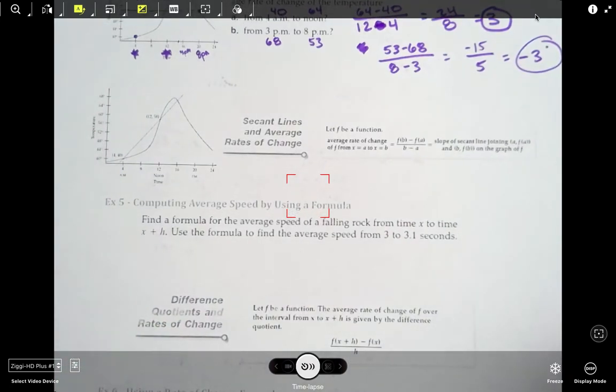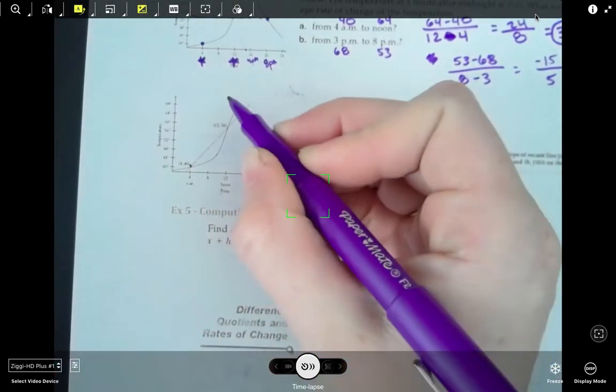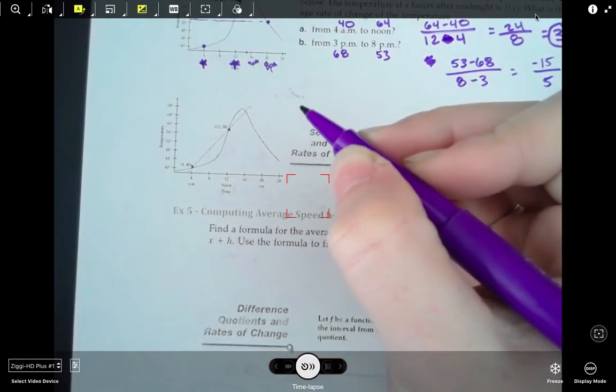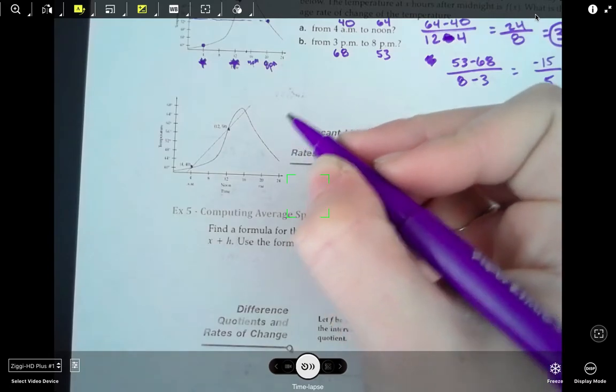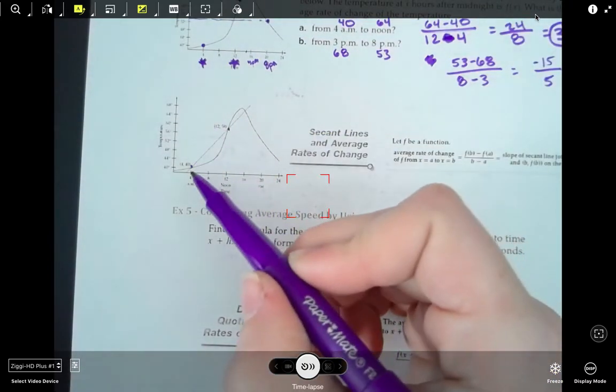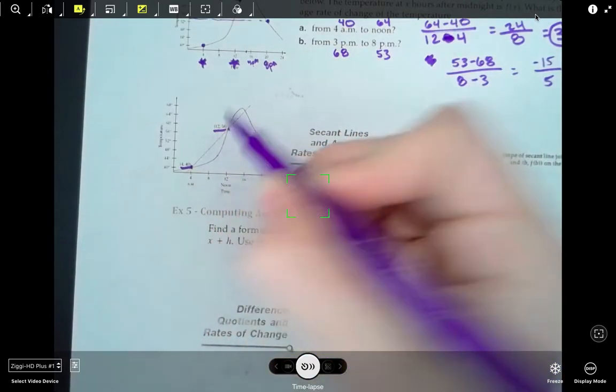Last thing, secant lines and average rates of change. So what we're looking at, basically, is going from 4 a.m. to noon. At noon we said it was 64 degrees. Well, we were off a little bit. At 4 a.m. we said it was 40. That one we got right. But noon was actually 58 degrees.